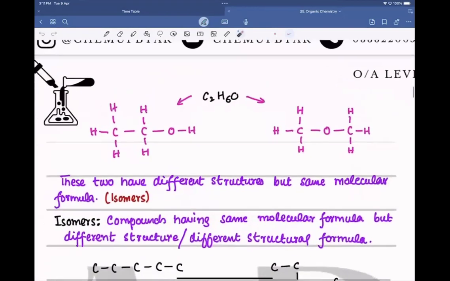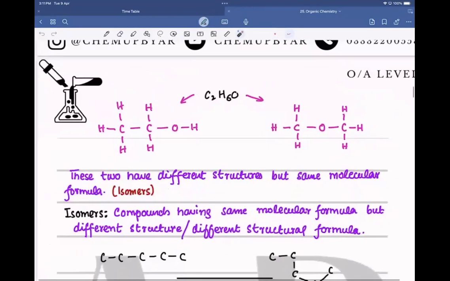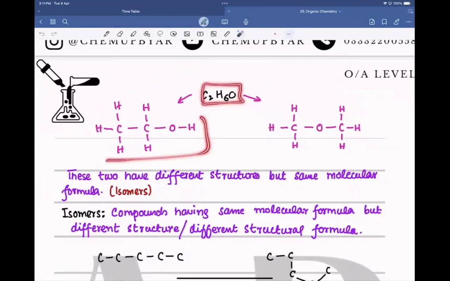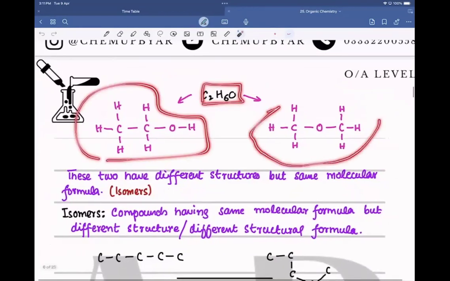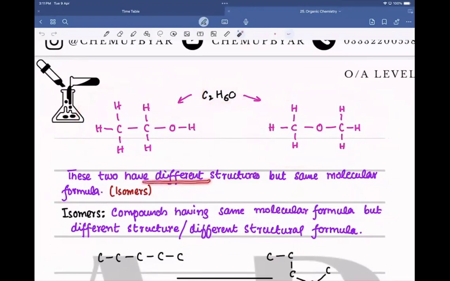But if you see over here, they both have the same molecular formula, but if you look at the structure or at the displayed formula, they are completely different from each other, isn't it? Is this understandable? Yes, sir. Yes, Mustafa. So these two have different structures but the same formula, so that's why they are called isomers.